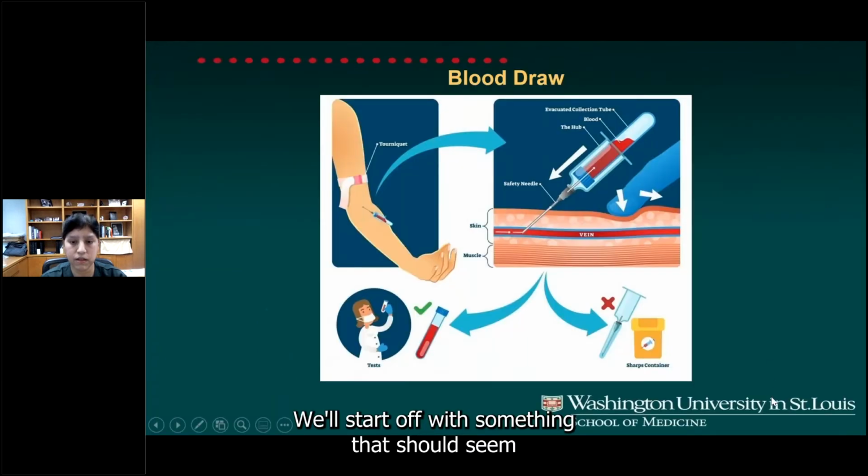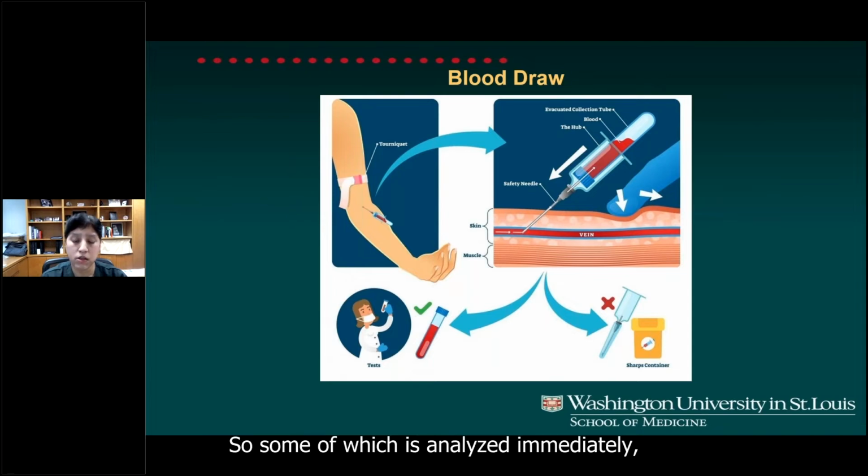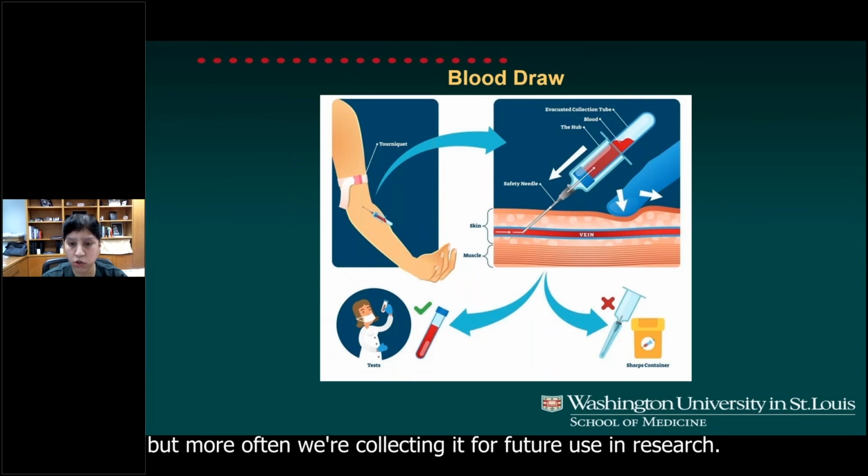Next. We'll start off with something that should seem fairly familiar, the blood draw. This is something that you might encounter in a regular office visit in a clinic setting, or should you be hospitalized. Same procedure, basically, in terms of having that blood drawn out of your forearm or just in the crease of your arm. The difference may be, though, in terms of the quantity that we collect, because there's a lot of bits and pieces that we're separating out from the blood, the fluid component, the cell component. There's cells there that contain DNA. So some of which is analyzed immediately, but more often we're collecting it for future use and research.